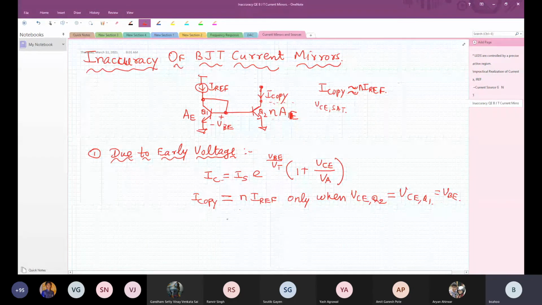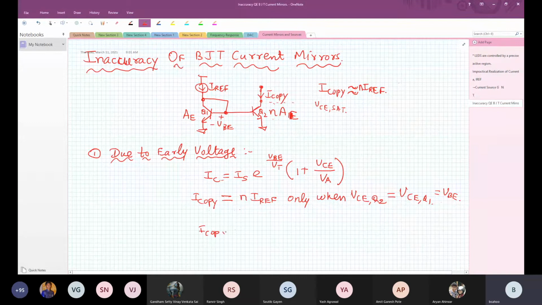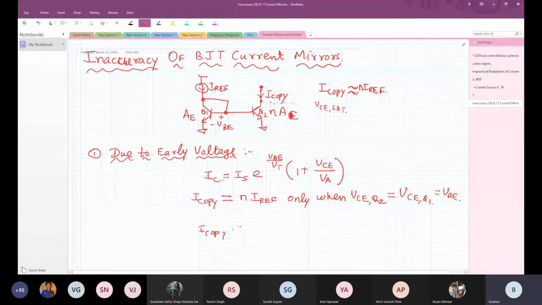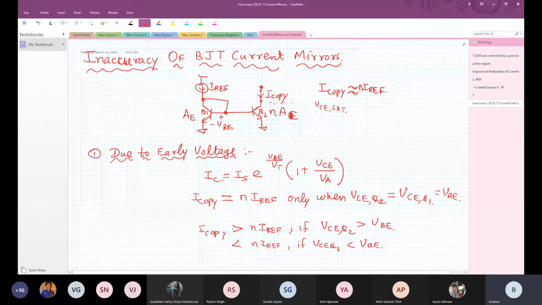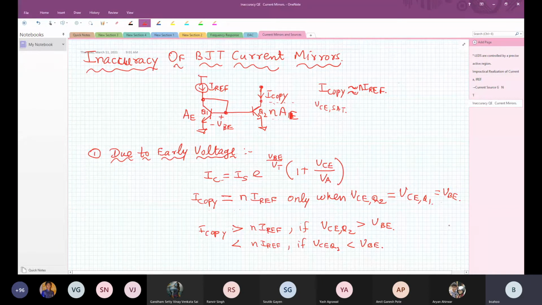Therefore I copy will be more than N IREF if VCE of Q2 is greater than VBE, and less than N IREF if VCE of Q2 is less than VBE. Am I clear with this? So it won't be exactly equal. It will only be equal at one particular voltage. Therefore, the early voltage causes the inaccuracy in the current.